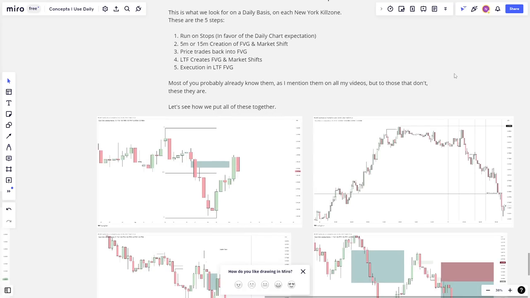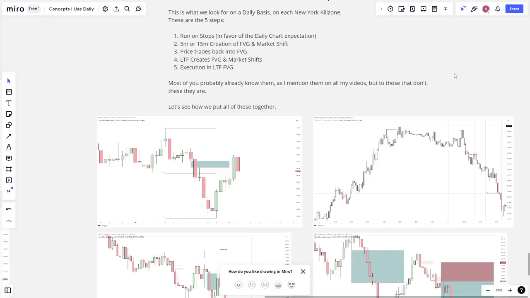Three, we'll be expecting or waiting simply for price to trade back into the fair value gap, and then wait for the lower time frame to create a fair value gap and a market shift. Just exactly what we wait for in the 5 and 15 minute, we just wait for in the lower time frames, which I use only the 1 minute.